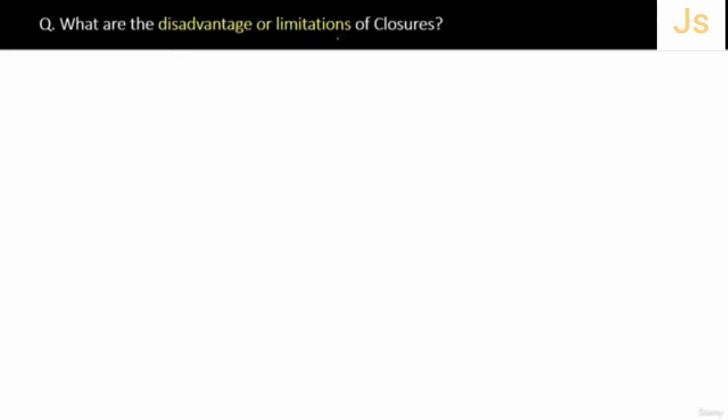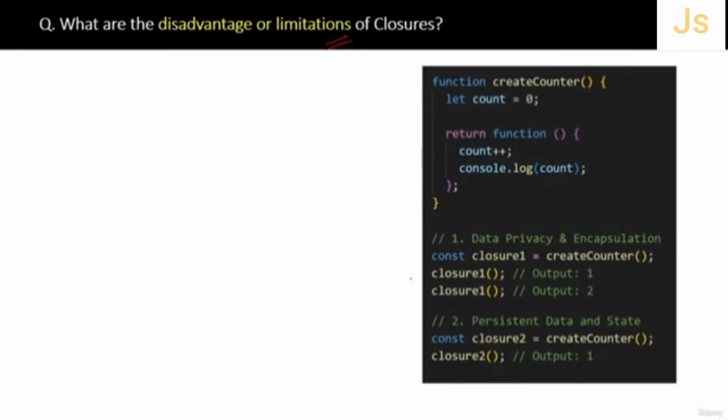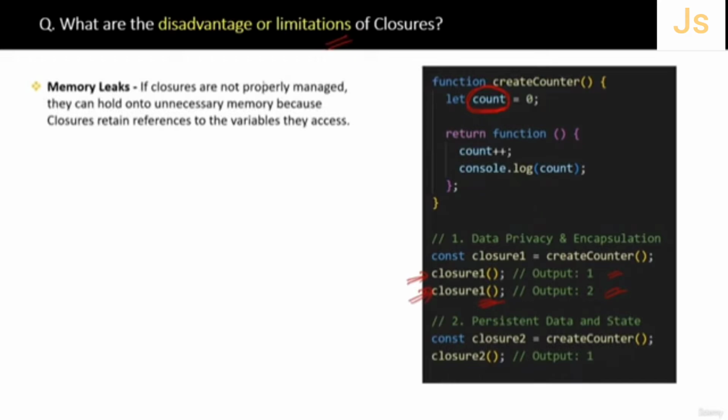What are the disadvantages or limitations of closures? Everything has pros and cons. If you see this closure code, closure will persist and maintain the state of data whenever you call the same closure again and again, right? Now, if some closure is no longer required, it must be released, okay? Because the data values inside closures will persist and be maintained in the memory of the JavaScript. So the limitation of closures is memory leaks, because there is some memory occupied there and it is of no use. That means it will impact the performance, right?